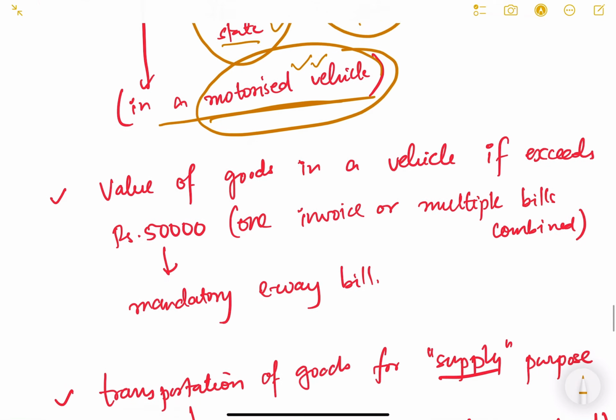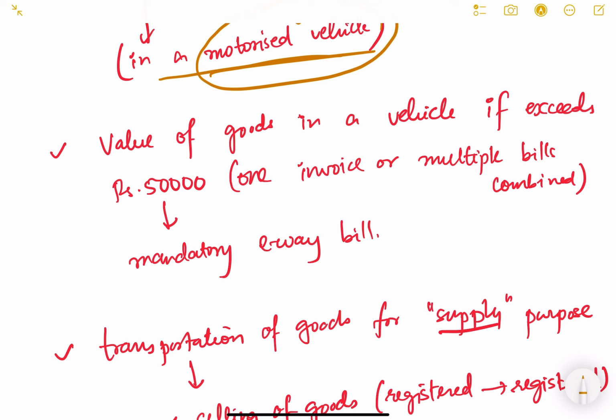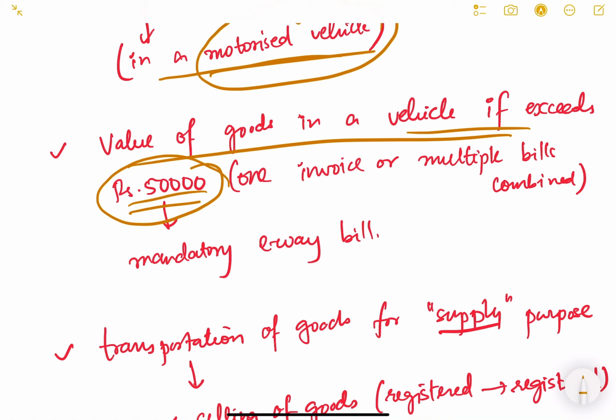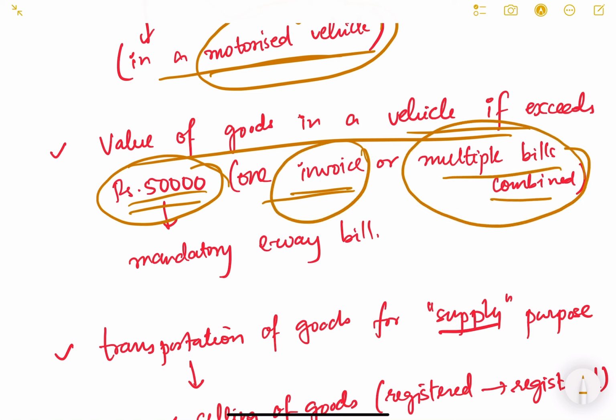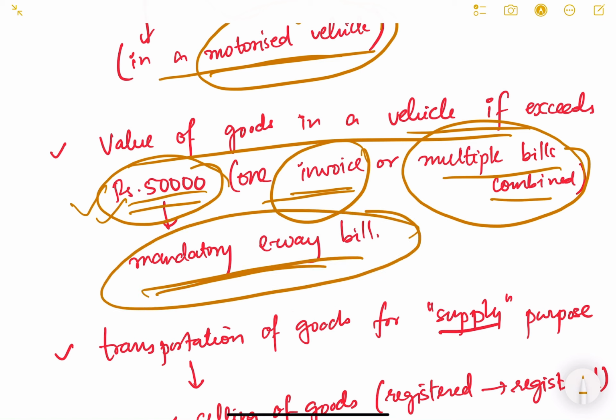Now when? You have to generate an EWay bill when the value of goods in the vehicle exceeds rupees 50,000. If you are transporting goods worth more than 50,000, whether it is one invoice, one bill or multiple bills combined. So if the total value of goods in a vehicle is more than 50,000, then you have to mandatorily generate an EWay bill. There are certain goods and products where, even if the value is less than 50,000, you have to generate an EWay bill. For example, handicraft items. For handicraft items you have to generate an EWay bill even if the value is less than 50,000.